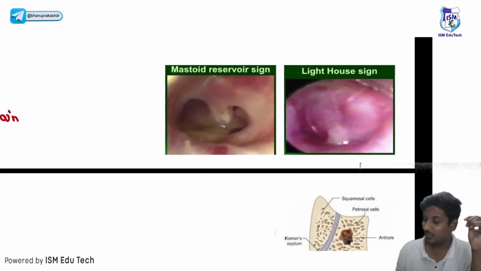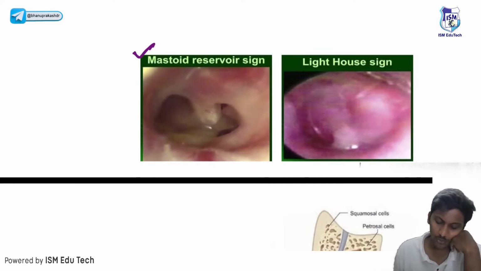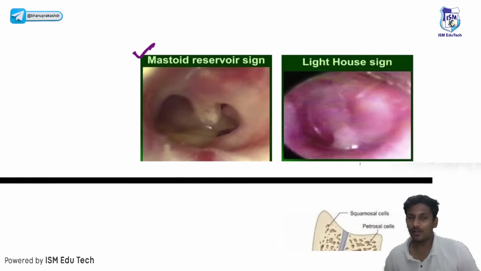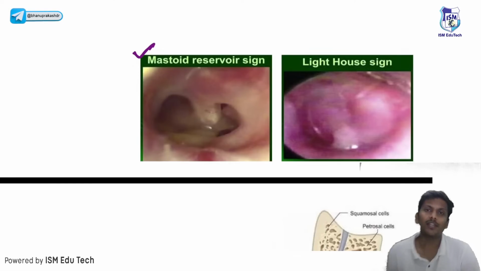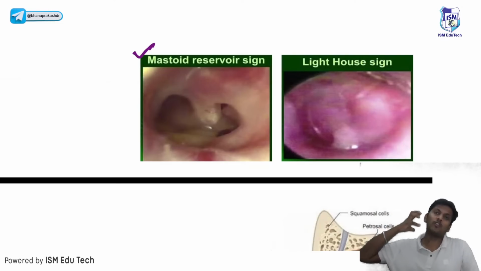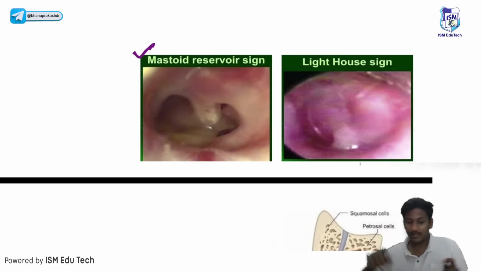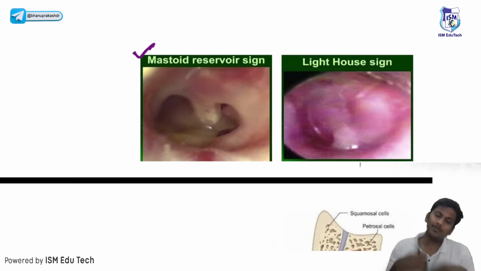Then if I examine the patient by otoscopy, I'll be able to see two important signs. One is called the mastoid reservoir sign. What is a reservoir? Reservoir means a talab, like a pond filled with pus. As soon as you clean the pus, immediately the pus fills again. Why? Because there is a lot of space for the pus to form in the mastoid. Therefore, the pus keeps forming, and whenever you clean it, it immediately fills up again. That is called the mastoid reservoir sign.